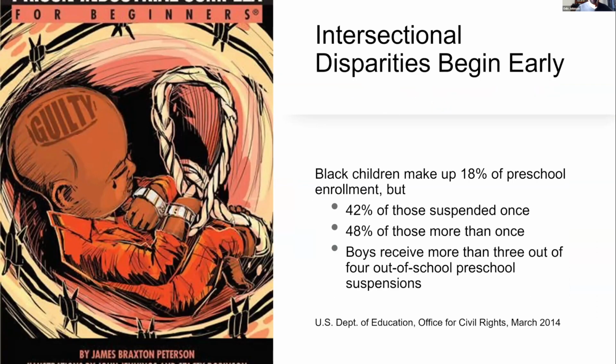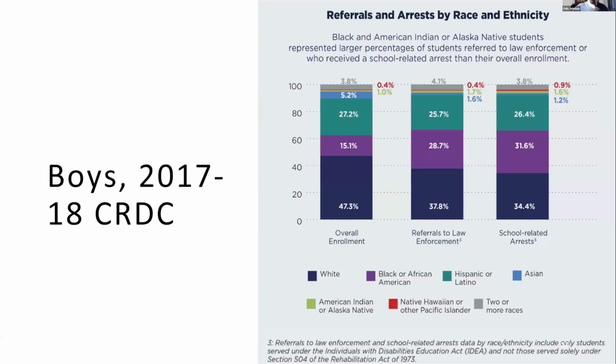Now we're getting into facial recognition software within our nation's schools. And so this brings about racial disparities, and it begins early. It brings about intersectional disparities in particular. So here, boys receive more than 3 out of 4 out-of-school preschool suspensions, and there are 42% of those suspended once, 48% of those suspended more than once. And then it continues all the way up what we call that school to prison pipeline until we get to referrals and arrest in high school, where you see again big disparities for boys of color, primarily in arrests.